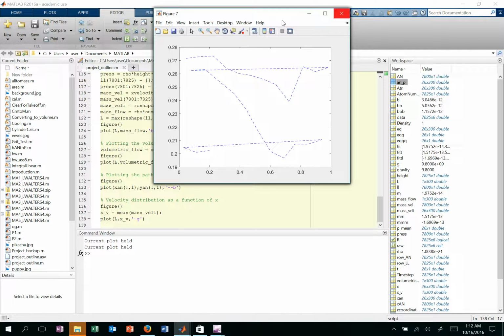Figure 7, this is the path of atom 1 as it flows through the tube, and it goes like this because it leaves here and then re-enters over there, because the atoms are actually leaving the tube and then re-entering.